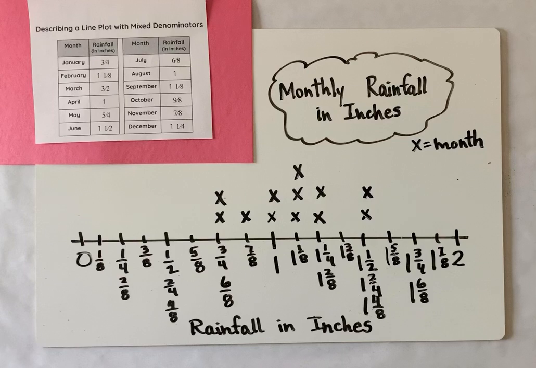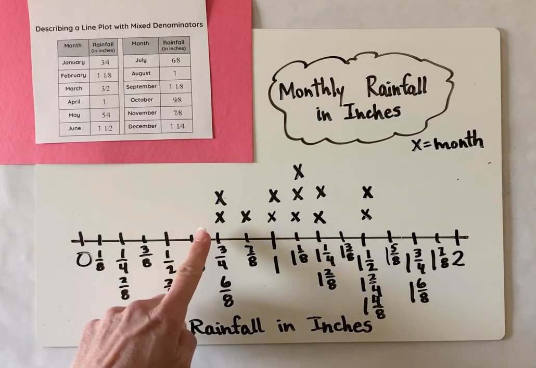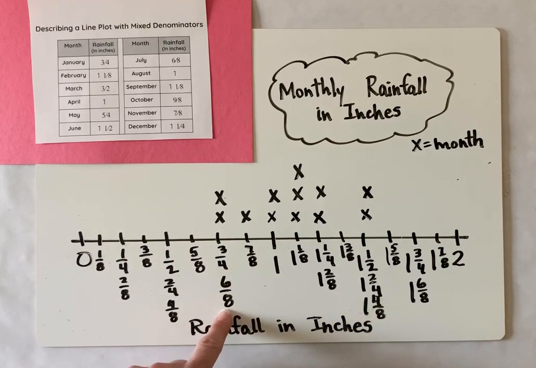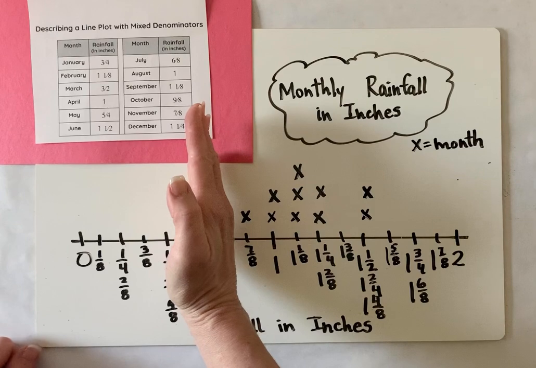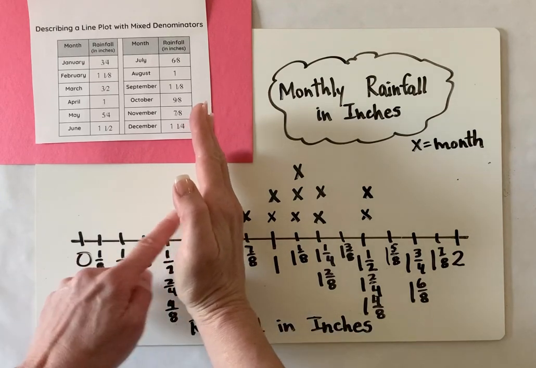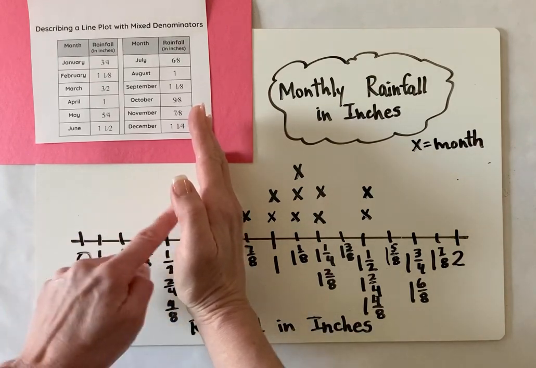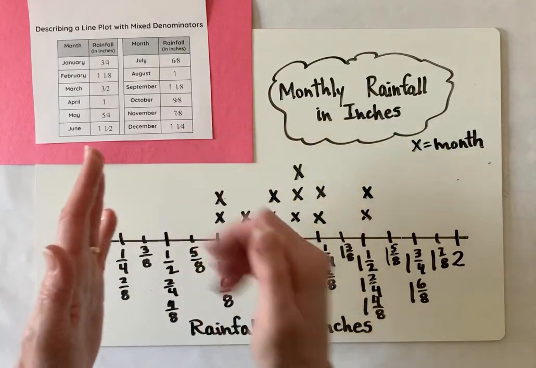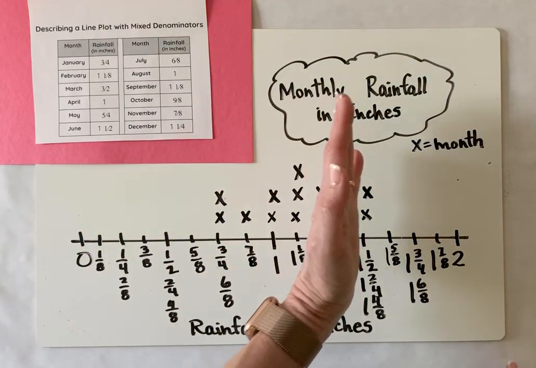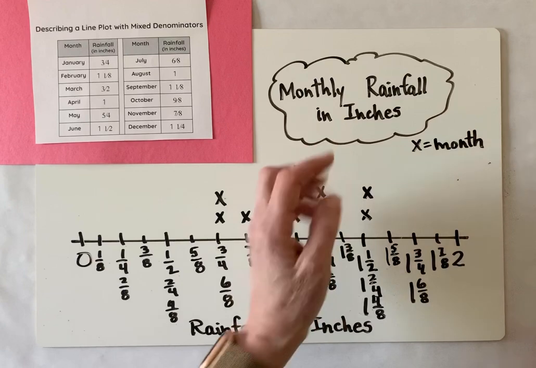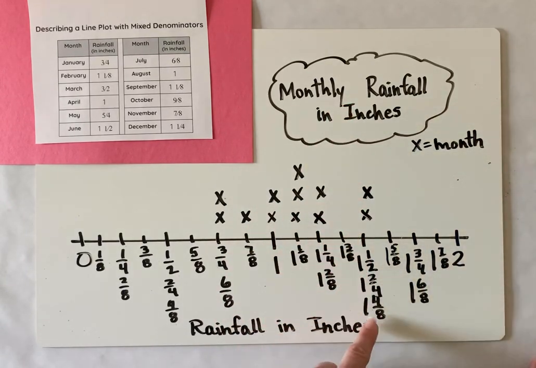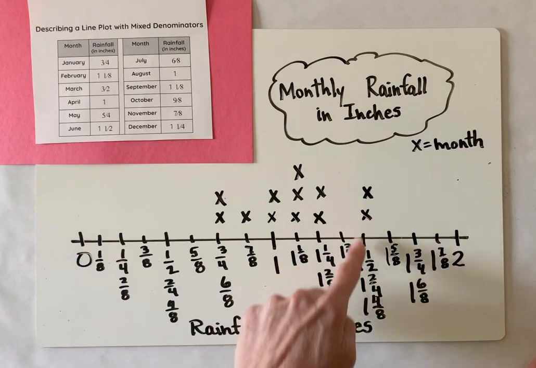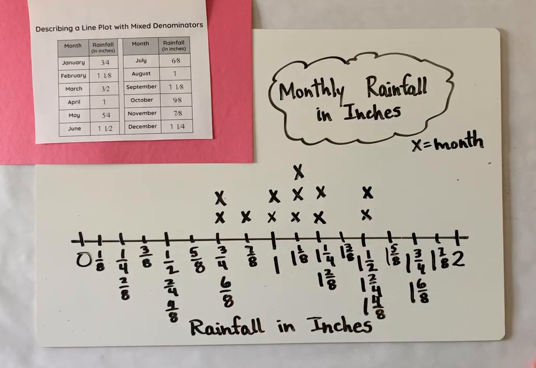The smallest amount of rainfall is going to be 3/4 of an inch or 6/8 of an inch. In other words, we didn't have a quantity on our line plot that fell below this amount. And the same is true with the greatest. So think in your mind now, what would be the greatest amount? That's right. 1 1/2 inch.